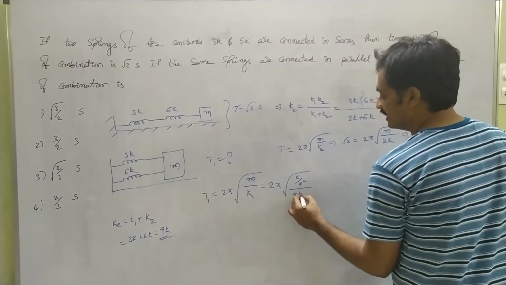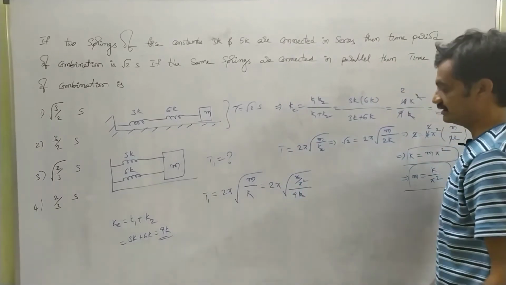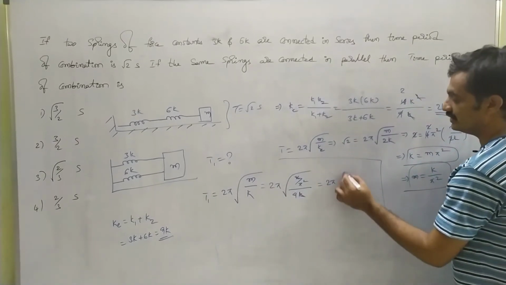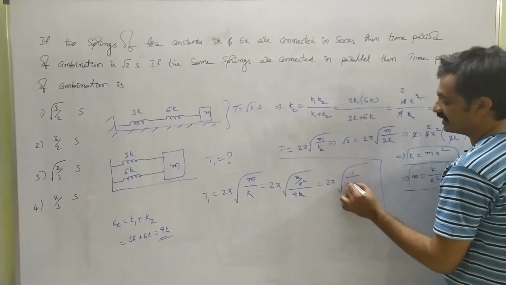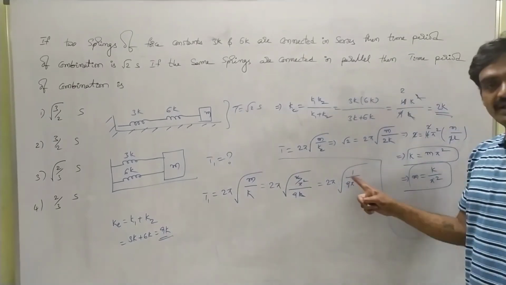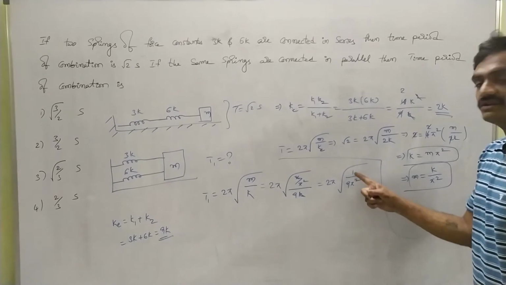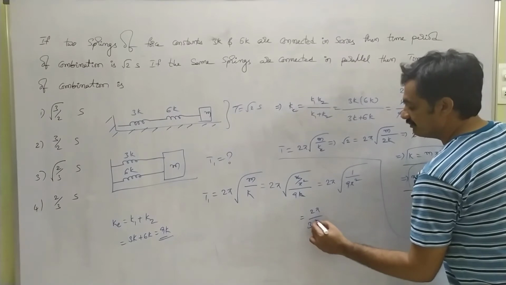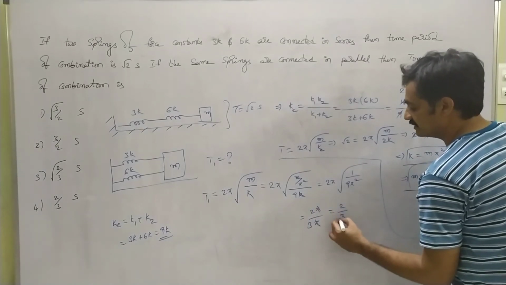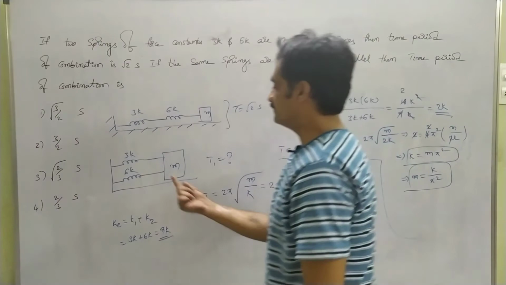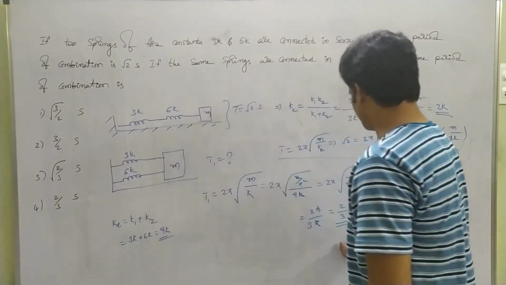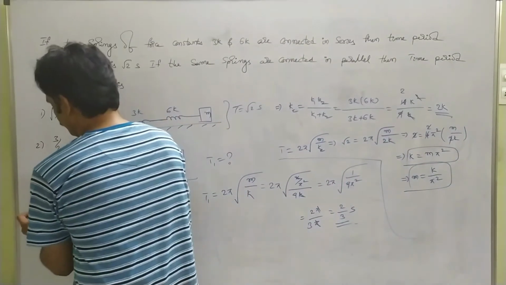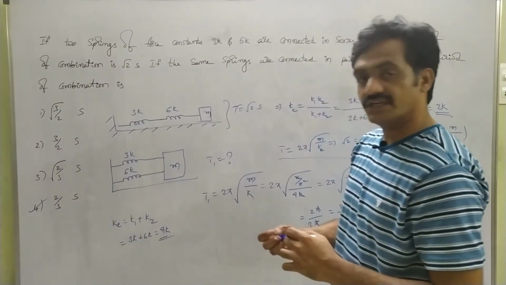Observe that here k gets cancelled. So here we get 2 pi into under root of 1 by 9 pi square. Under root of 9 is 3, as well as under root of pi square is pi. So here we get 2 pi by 3 pi. Pi and pi get cancelled, so we get 2 by 3. Time period of springs when they are connected in parallel is 2 by 3 seconds. So option is 4. Take a screenshot, we will continue.